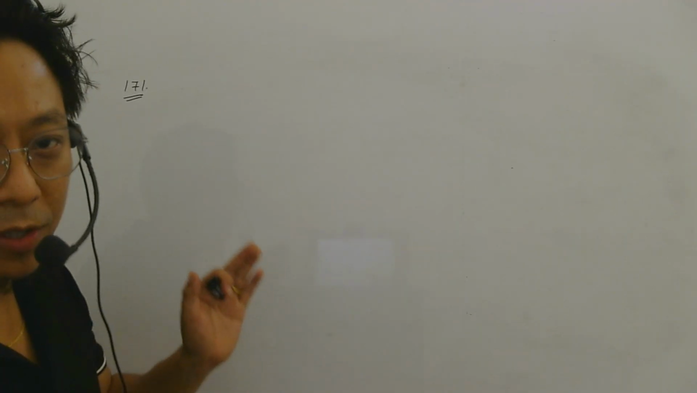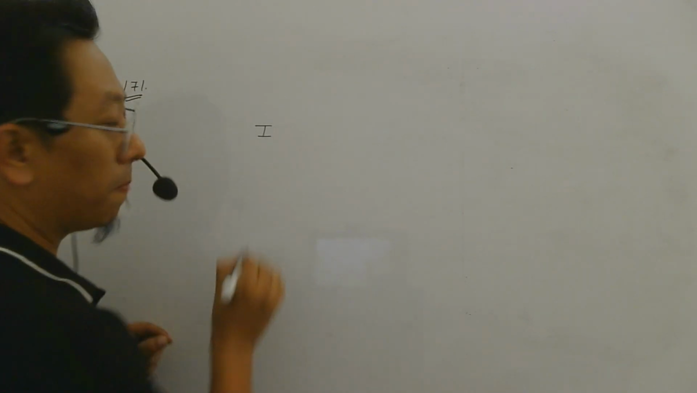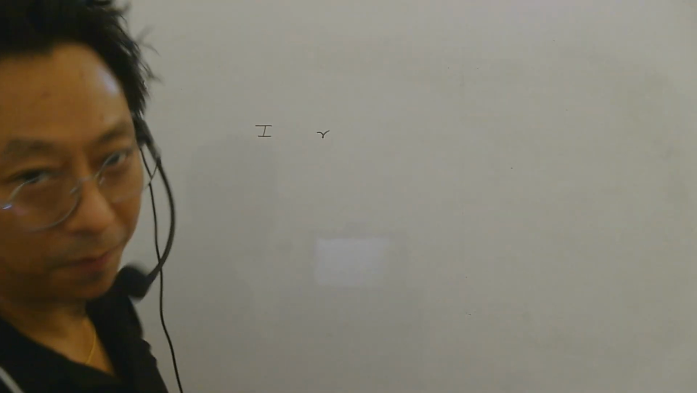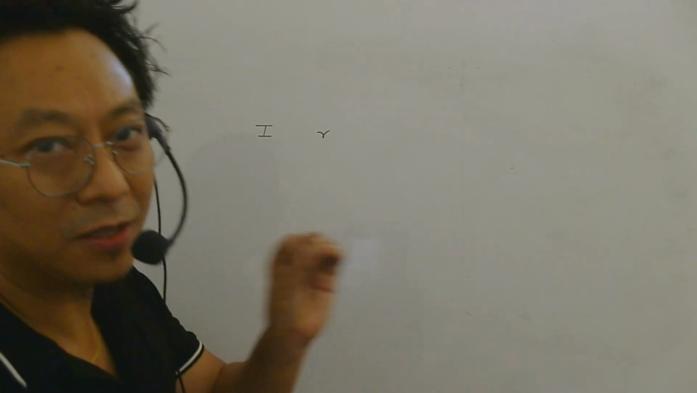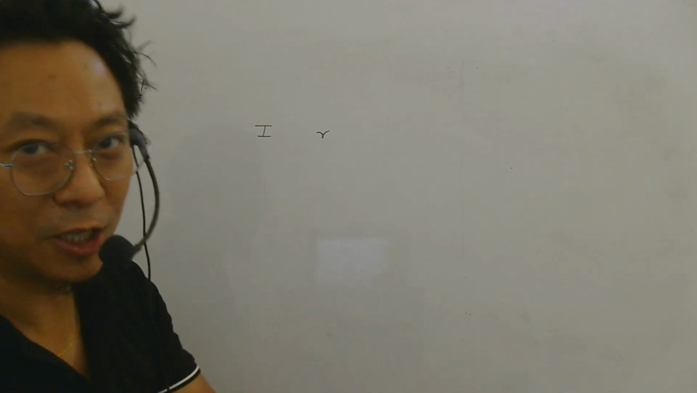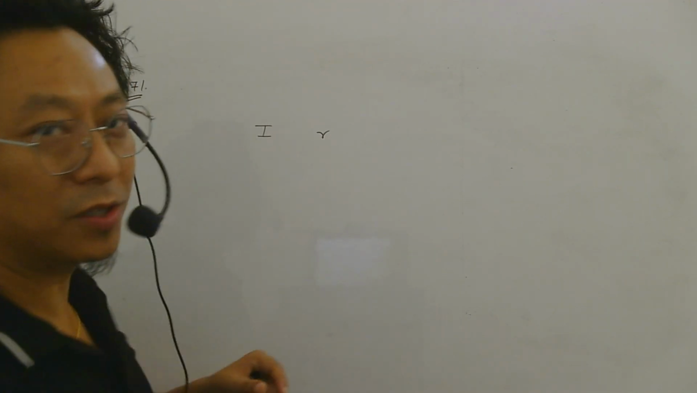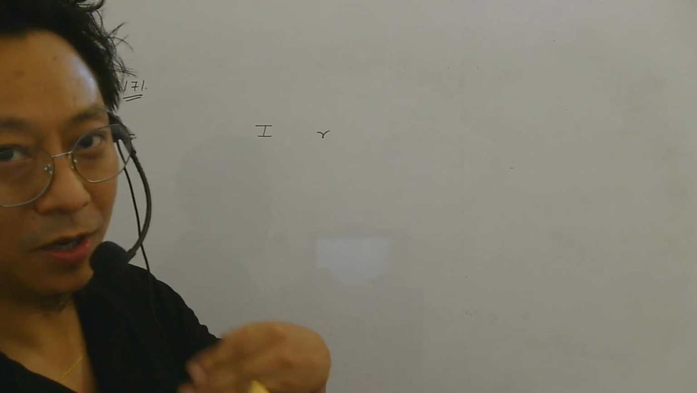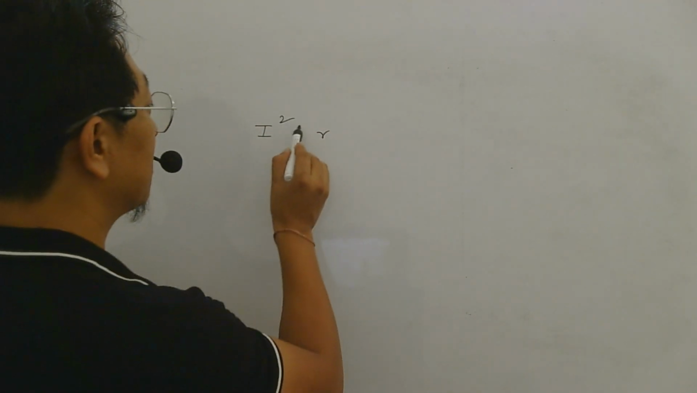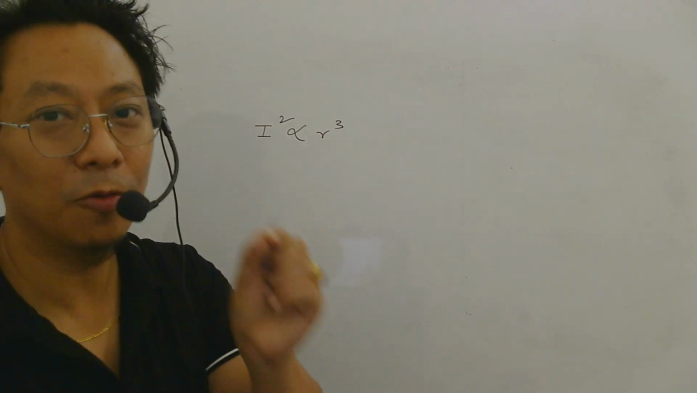Okay. Question number 171, we need to find relation between the current at which a wire will fuse and the radius of the wire. And I have already done this part in one of my previous videos. I'll share the link in the description, so please watch it. So there I have shown the current at which a wire will fuse, that is the limiting current. The square of that current is directly proportional to the cube of the radius of the wire.